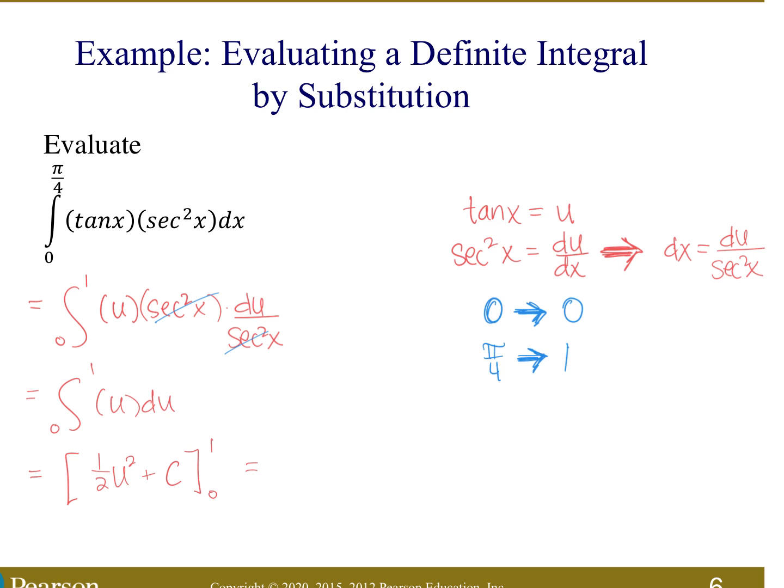And I don't ever have to go back to tangent. If I do go back to tangent, I'd have to go back to the original bounds. So I don't want to do that. That's extra work. I'm just going to stick here. And so I end up with 1/2 times 1 squared minus 1/2 times 0 squared, or just 1/2. And so the amount of area between 0 and pi/4 under this product of tan and secant squared works out to be just equal to 1/2. So it's a rational number.